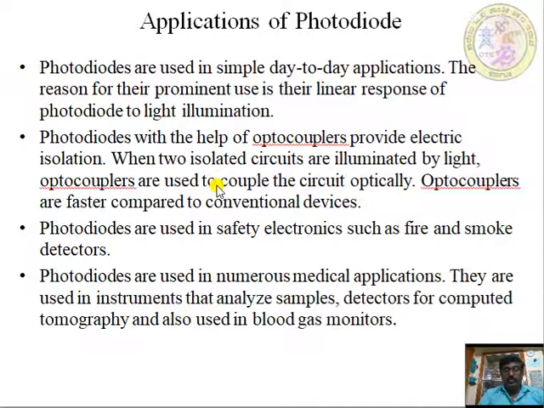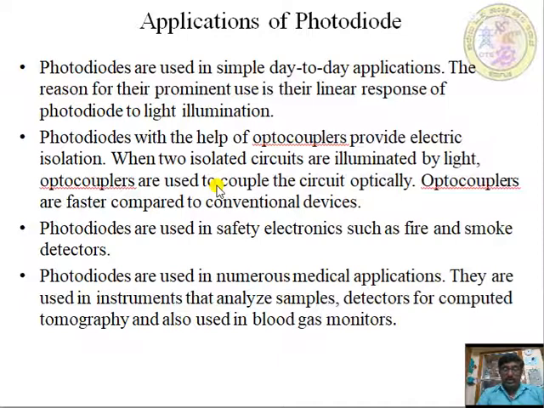Optocouplers are used to couple the circuit optically. Optocouplers are fast compared to conventional devices. So photodiodes are used along with optocouplers. Photodiodes are used in safety electronics such as fire and smoke detectors. So in smoke sensors as well as fire sensors, photodiodes are used for the safety of electronic goods.